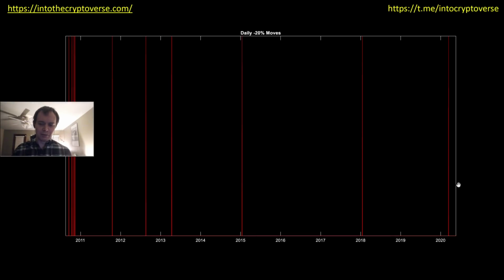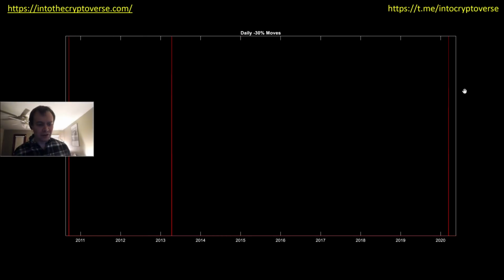So again, you can see how sporadic these 20% moves are. But it does tell you that it's happened before, and almost assuredly a negative 20% move in a single day will happen again. Especially after, say, a new all-time high or a new paradigm shift, we'll likely see a 20% move to the downside in a single day.